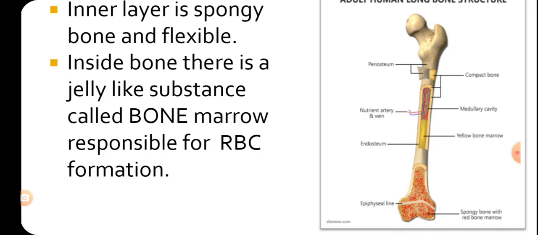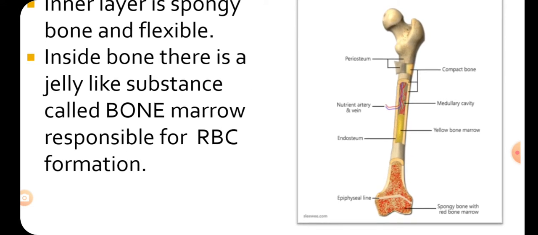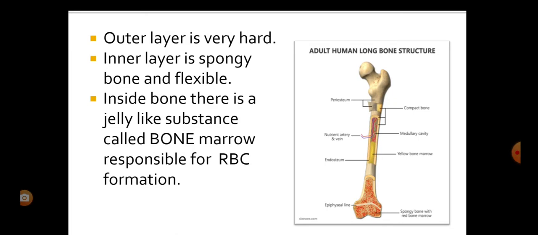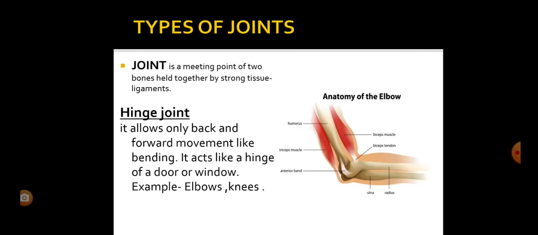In the diagram, as you can see, it is written periosteum, which means it is the outer part of the bone, and the inner portion is the soft and spongy bone, and this lower portion, the red portion, is the red bone marrow. So what is the function of red bone marrow? It helps in red blood cell formation.